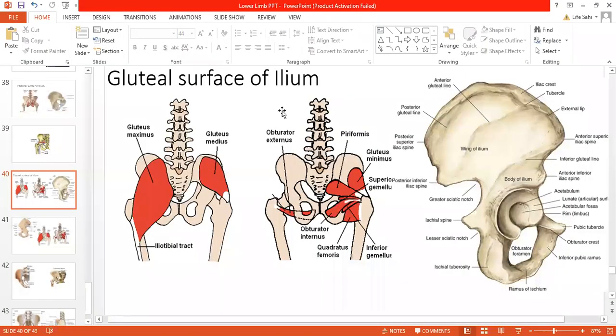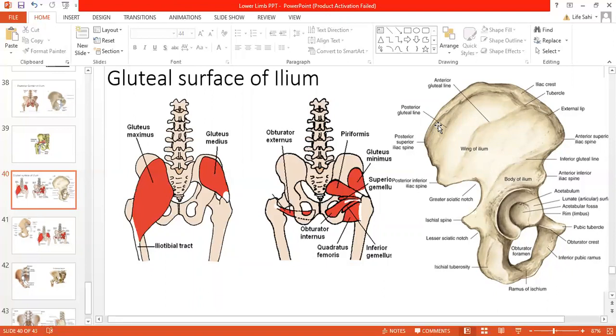The gluteal surface of the ilium provides very important attachment to the gluteal muscles. The gluteal muscles include the gluteus maximus, medius, and minimus. Gluteus maximus, as you can see in this diagram, arises just behind the posterior gluteal line. We remember that the posterior gluteal line extended from at least a few centimeters behind the posterior superior iliac spine and ran downward to the greater sciatic notch. Behind this line is the attachment for the gluteus maximus muscle.